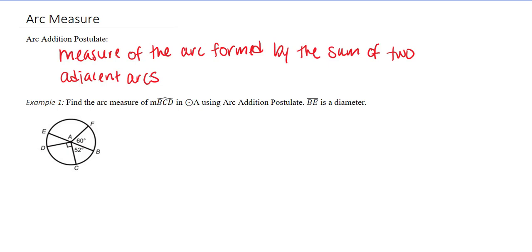So essentially, two smaller arcs that are right next to each other make up a larger arc, right? That would be what we're looking at. So in this one, example 1, we're going to find the arc measure of the arc BCD in the circle below using the arc addition postulate. So once again, B is the diameter. So we're looking at this. This is the larger arc that's formed when you break it down into two separate ones that are adjacent to each other.